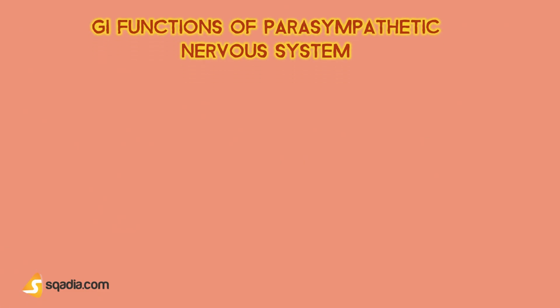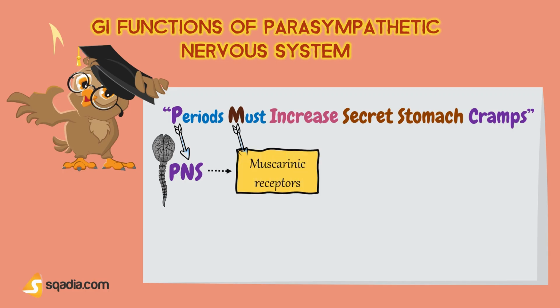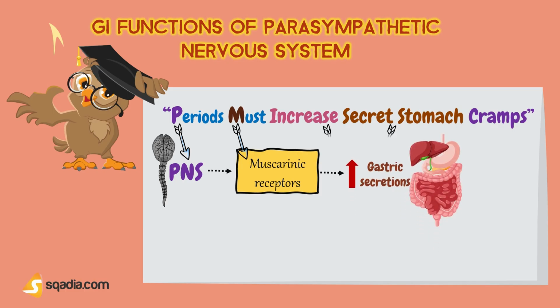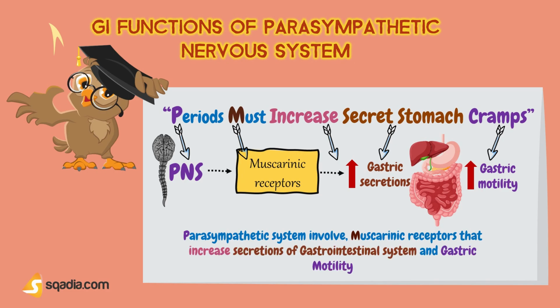The next mnemonic will help you understand the useful summary of gastrointestinal functions of the parasympathetic nervous system, and that is, "Periods must increase secret stomach cramps," where P indicates parasympathetic system. That involves muscarinic receptors, indicated by M. Increase secretions of gastrointestinal system, indicated by secret stomach, and cramps here represent gastric motility. So what we get from this mnemonic is that the parasympathetic system involves muscarinic receptors that increase secretions of the gastrointestinal system and gastric motility.